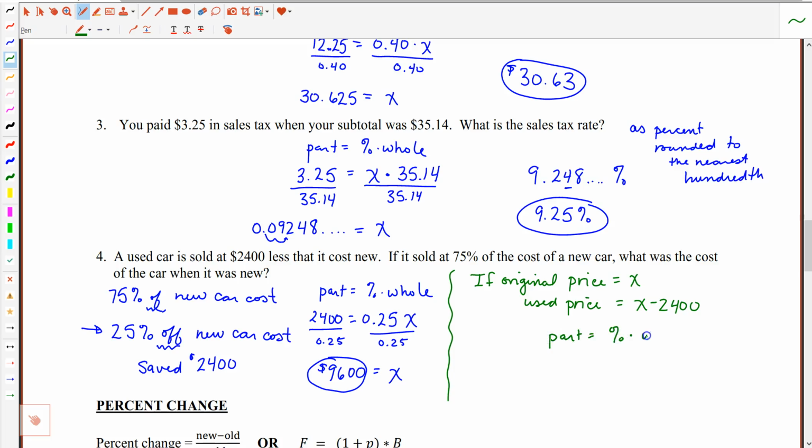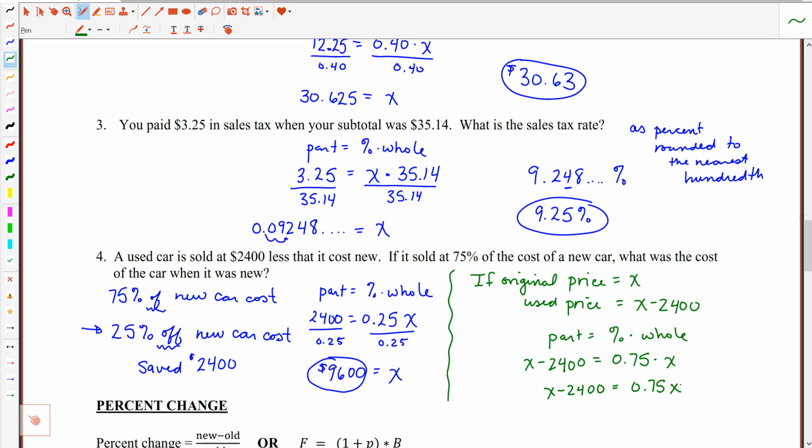Okay, so the part is equal to the percent times the whole. Okay, so 75% of the original price is going to be equal to this used car price, which is going to be the original price minus 2,400. And then I could solve this equation instead. So then kind of maybe cleaning up what I have here, I have X minus 2,400 is equal to 0.75X.